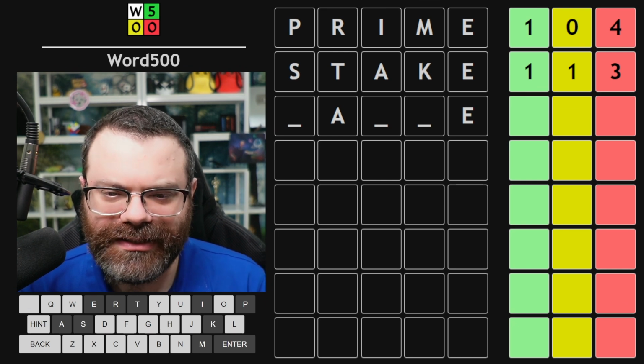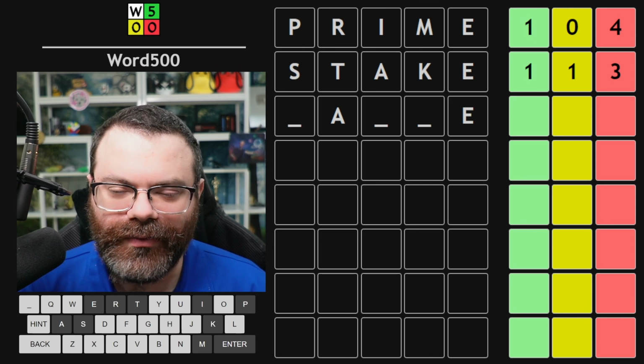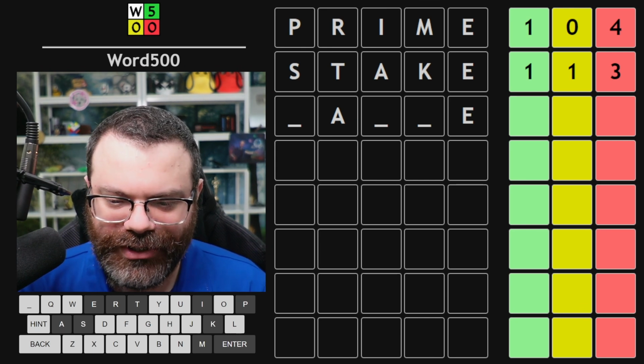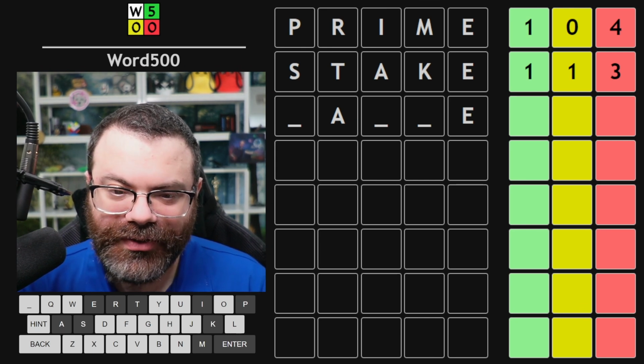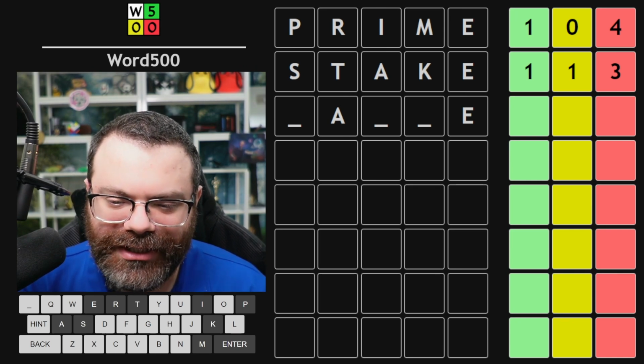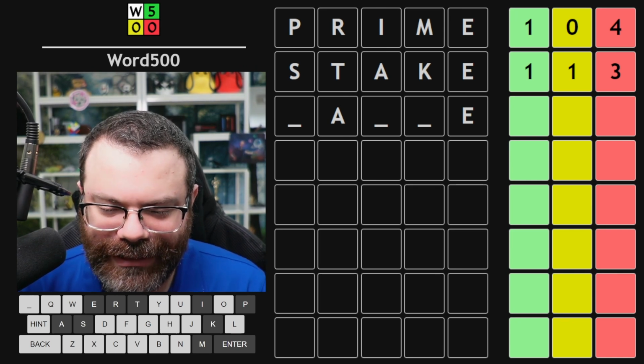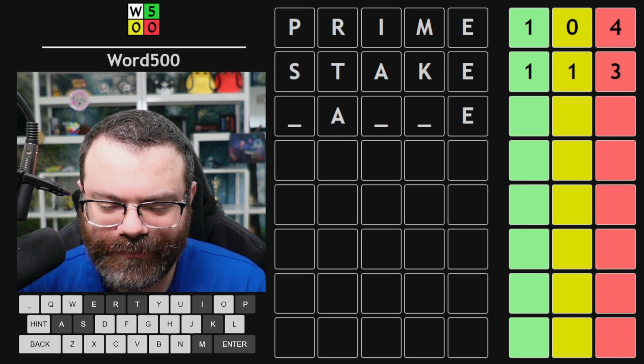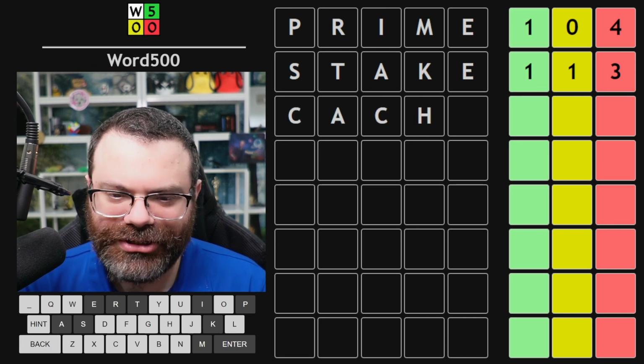I like to try to play these in hard mode, basically only try to go for what could still be an answer. I find it more interesting that way. Of course, there are strategies you can do to narrow it down more quickly if you aren't playing that way, but I find this fun. I'm thinking about something like cash. What else could we do? Now let's do cash.